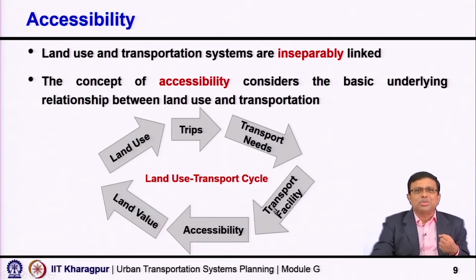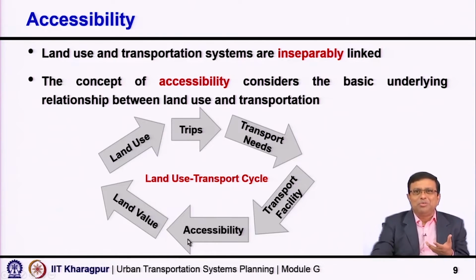Now, once the transport system gets developed, then it improves the accessibility. We have not yet defined the accessibility properly. We shall do that in this module itself, but it improves the accessibility. Easily, connections happen, people can move easily, okay. A place gets connected to all other places. So, accessibility increases.